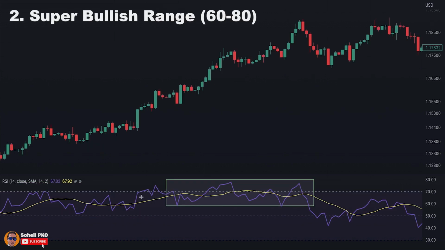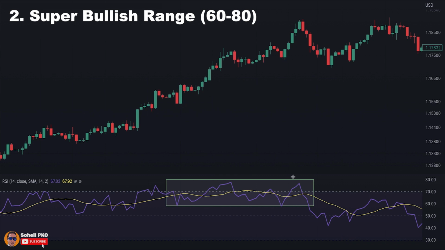The second one is super bullish range, where the relative strength index is more likely to oscillate between 60 and 80. 60 is considered an oversold level of the market here, and this level is acting as a support level or a demand zone, so when the price reaches around this level, advancing of the price is expected, providing us a good opportunity to buy in the direction of the current trend.